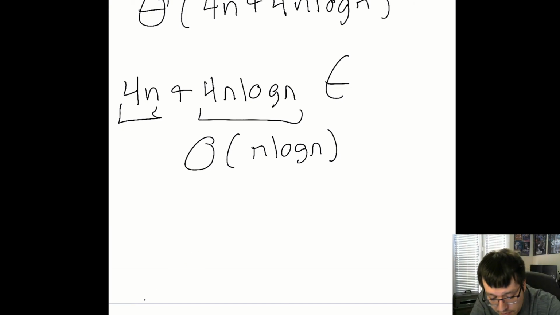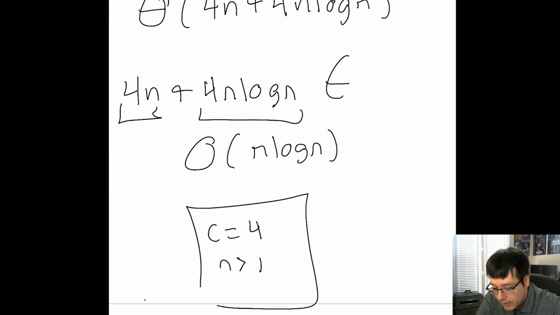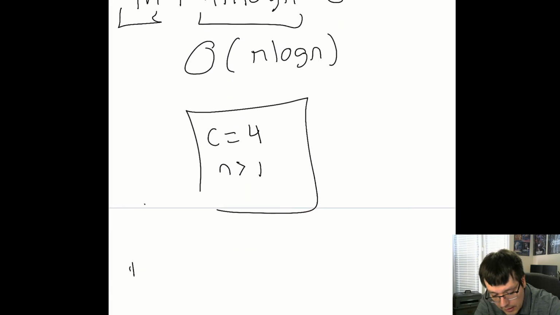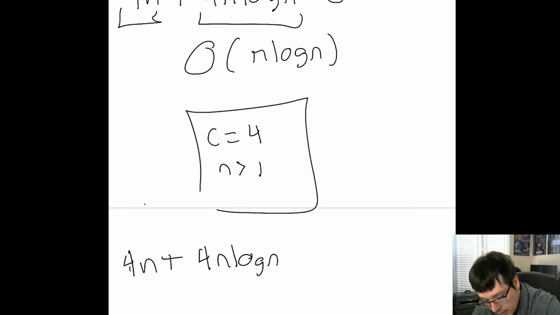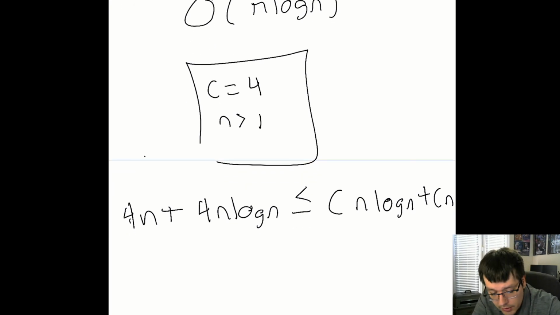And you can say your certificate for this is just a 4 and n greater than 1. So that would be your certificate, because now you can claim that your 4n plus 4n log n is always going to be less than some constant c times n log n plus cn, like that, or c or m, whatever you want, and that's 4, right?